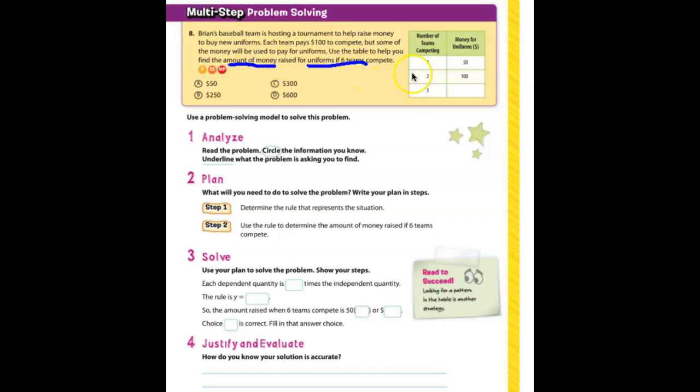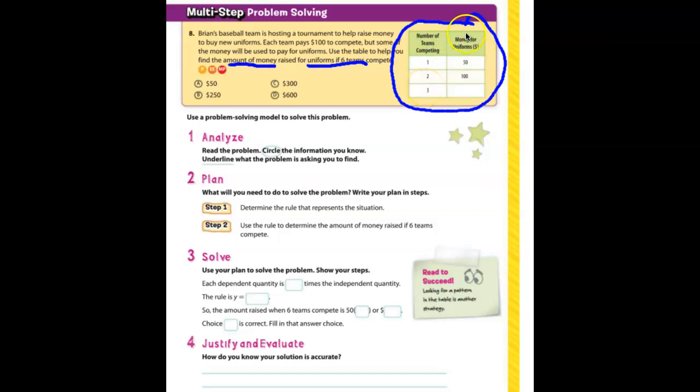How am I going to figure this out? Well, I'm going to circle the information we know, and they've told us to use the table, so this is the information that we know. We need to figure out the pattern in the table. It says the number of teams competing, 1 team, the money for uniforms, $50, 2 teams, $100, 3 teams. Okay, so we're looking for a pattern over here.